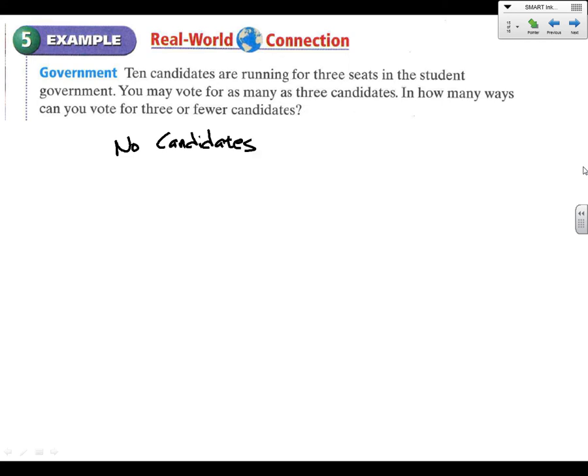So how many people are running? 10. Does the order you vote for them matter? No, they just want to get elected. How many are you voting for? 0. Or what if you wanted to vote for 1 candidate? That'd be 10C1. 2 candidates would be 10C2. 3 candidates would be 10C3. Since any of these things could happen, we need to add up all the different ways these things could happen. So let's go ahead and plug this in.